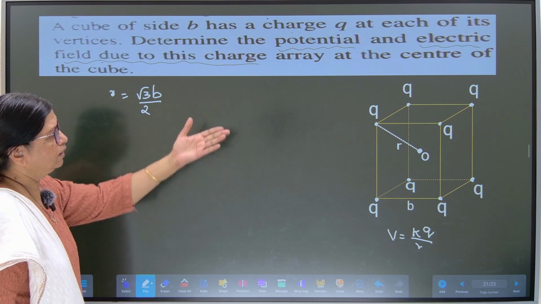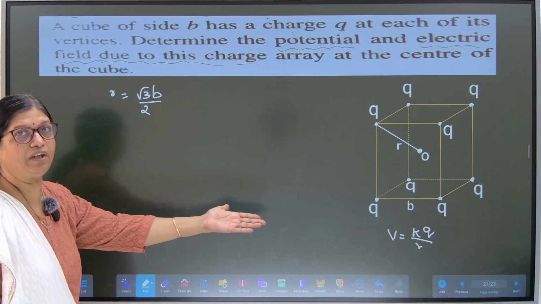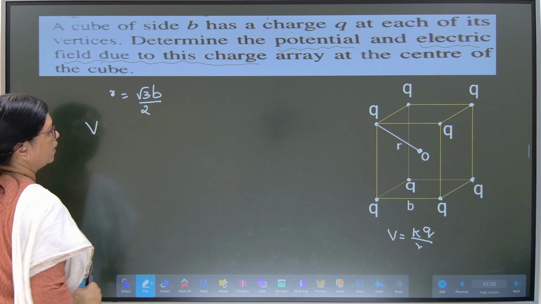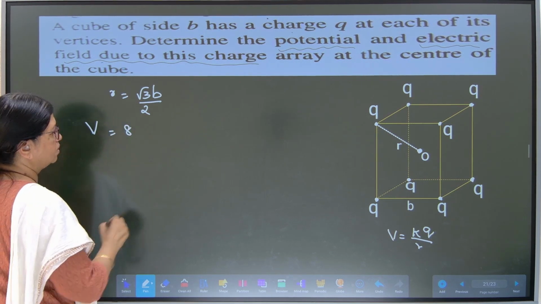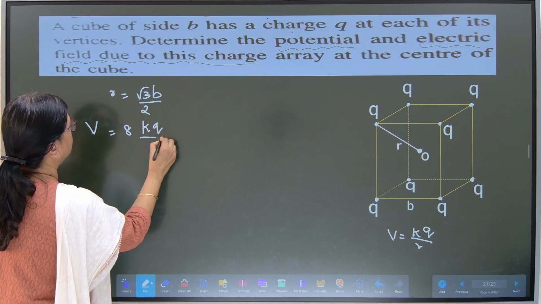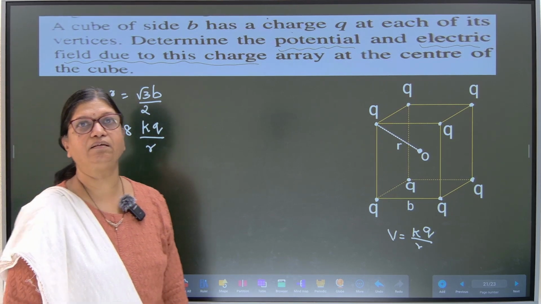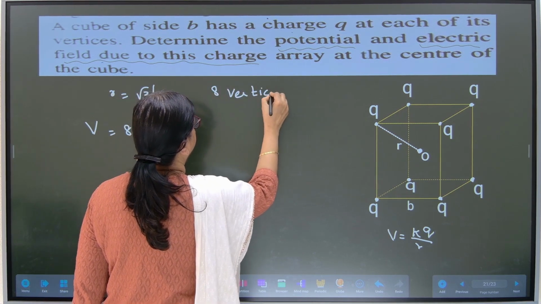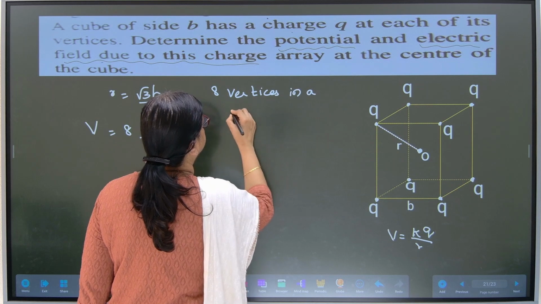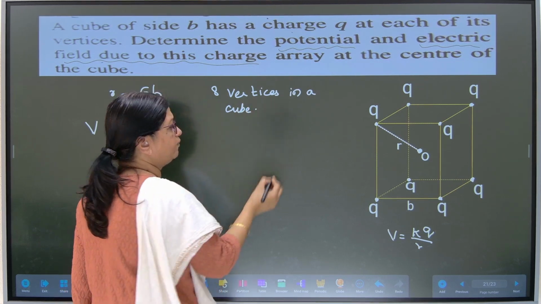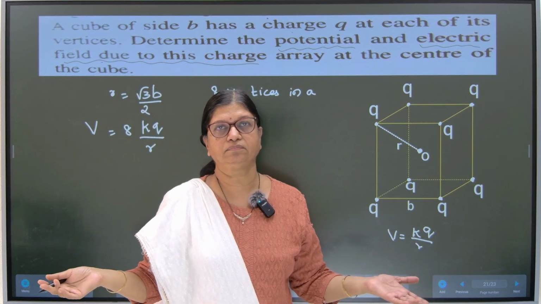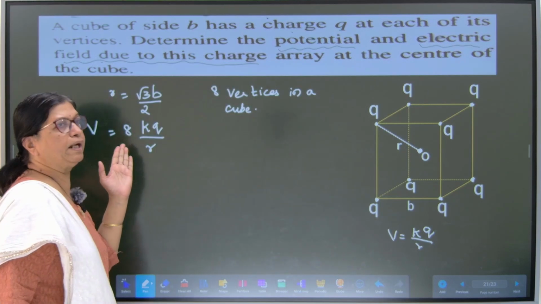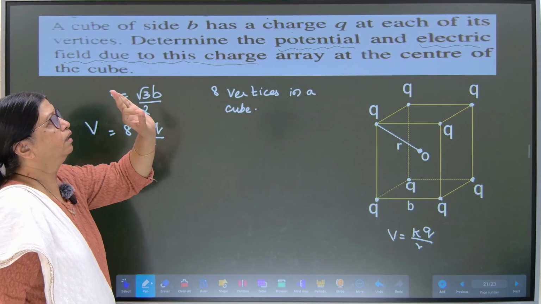So R is ready. There are 8 vertices, so if I find 1V, that will be enough. I will multiply it. Total potential is equal to 8 into KQ by R. Why 8? Because there are 8 vertices in a cube, and the distance of every vertex from the center in a cube is equal. Charge is equal. So even if I simply find KQ by R multiplied by 8, I'll get the potential, which is my first work to be done.